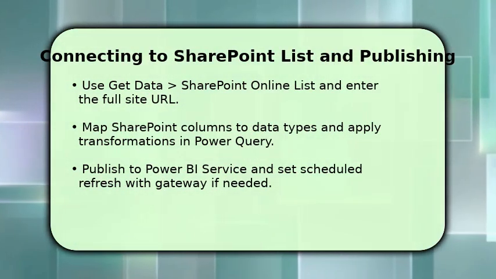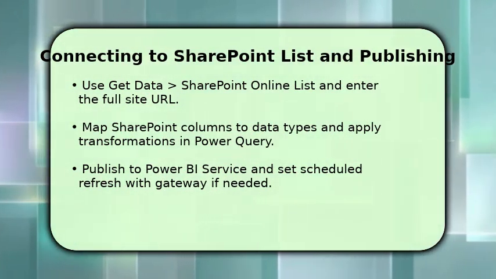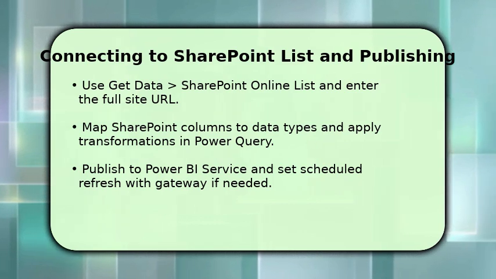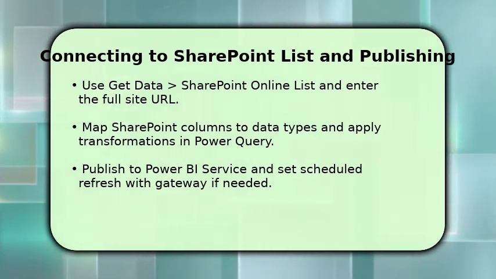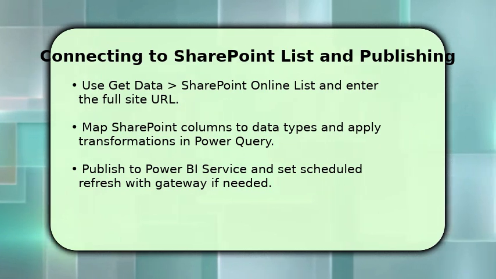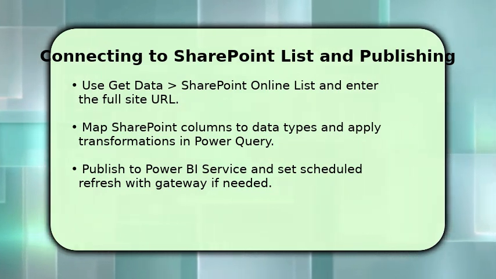To connect to a list, use Get Data and choose SharePoint Online List. Use Get Data, SharePoint Online List, and enter the full site URL, then connect. Select the list and click Transform Data to shape columns and rows.